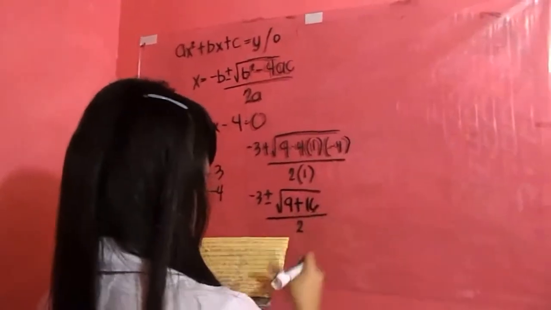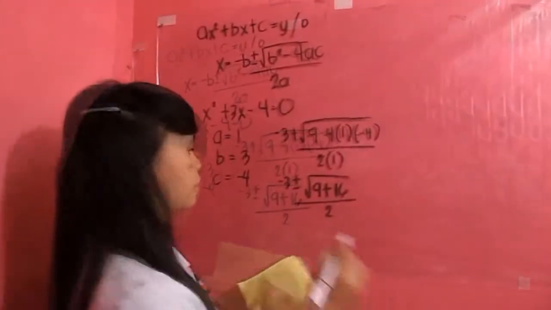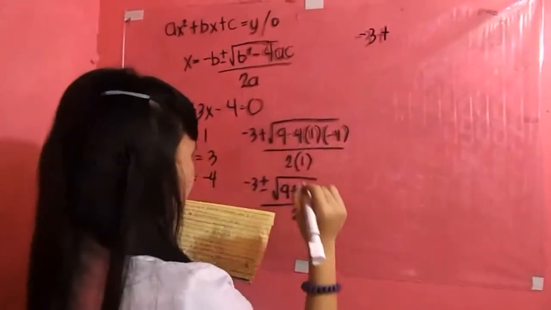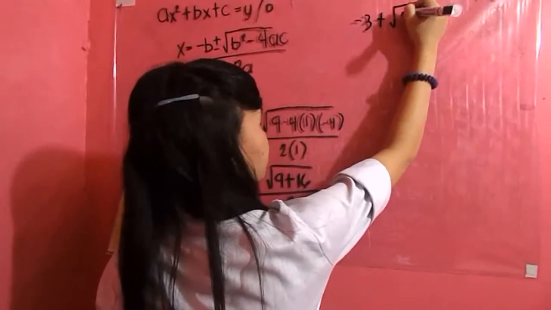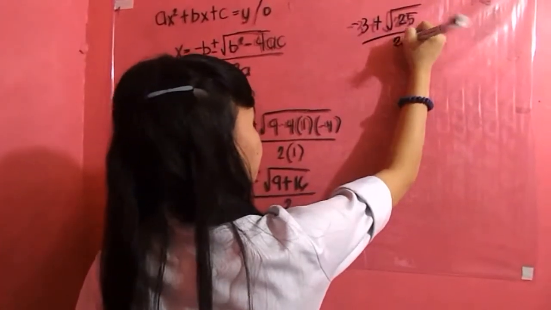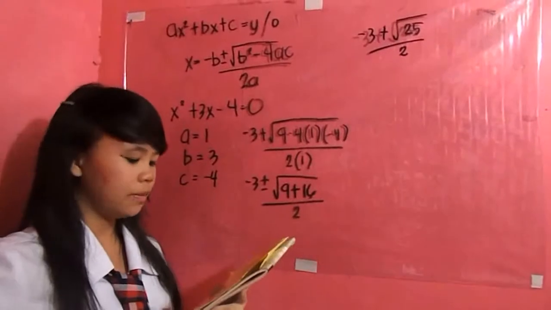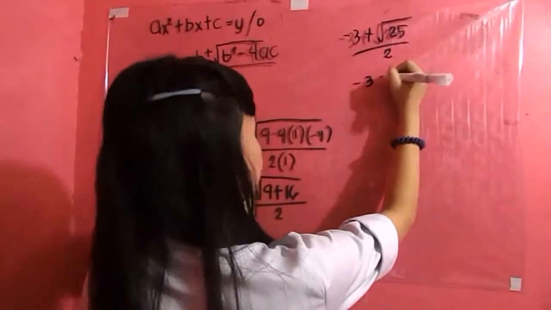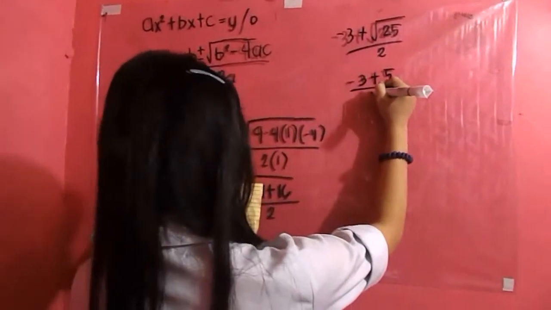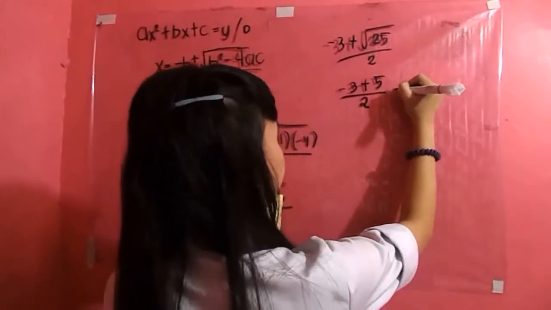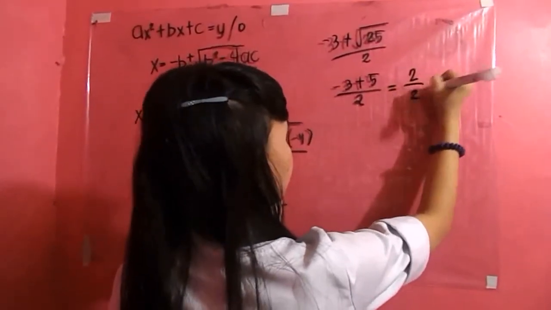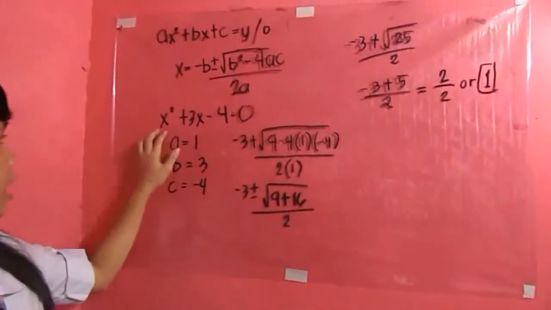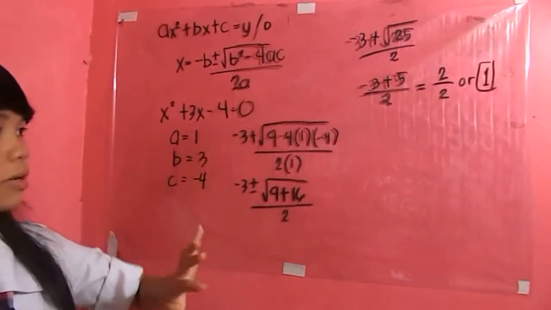Then bring down the negative 3, and copy the positive. And then 9 plus 16 is the square root of 25 over 2. The square root of 25 is 5. So negative 3 plus 5 over 2 is equal to 2 over 2, or 1. And that's the answer for x squared plus 3x minus 4 equals 0.